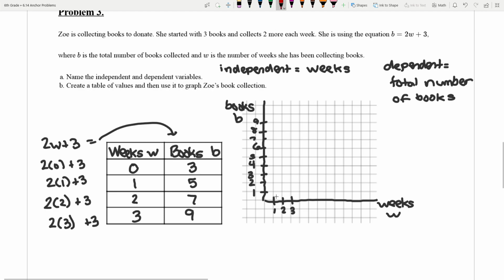And so 0 weeks, 3 books. 1 week, 5 books. 2 weeks, 7 books. 3 weeks, 9 books. And there is your graph.